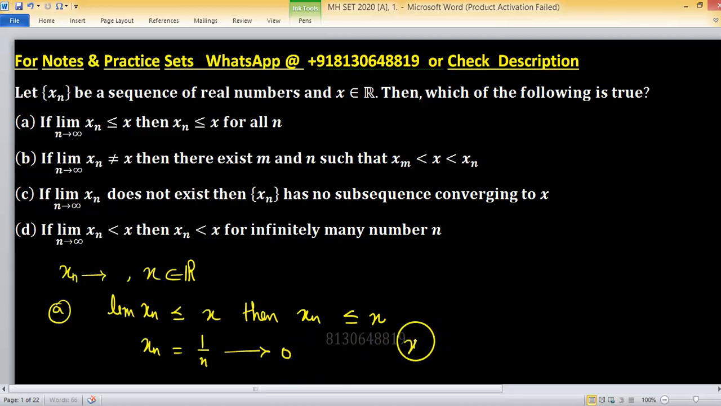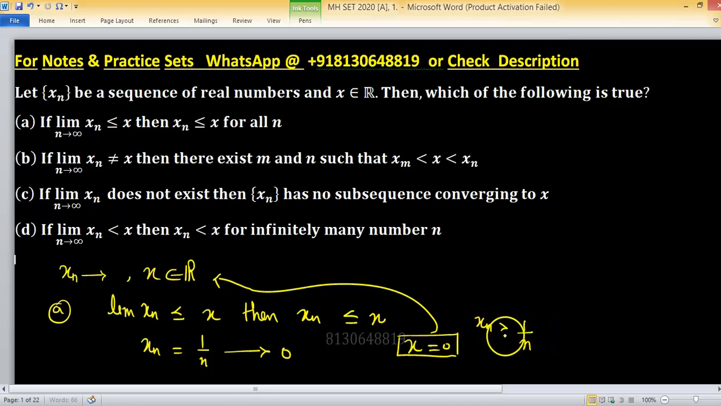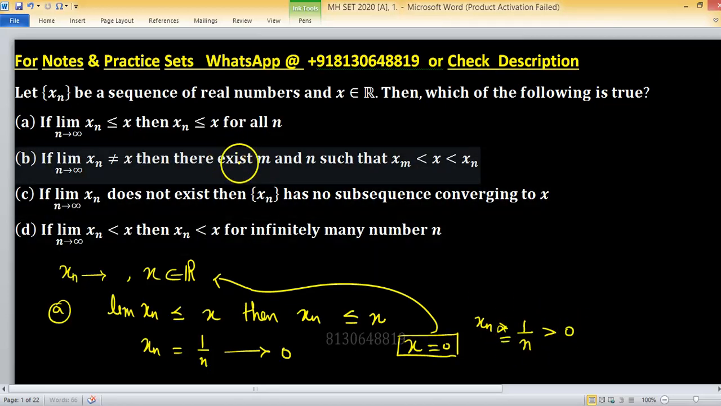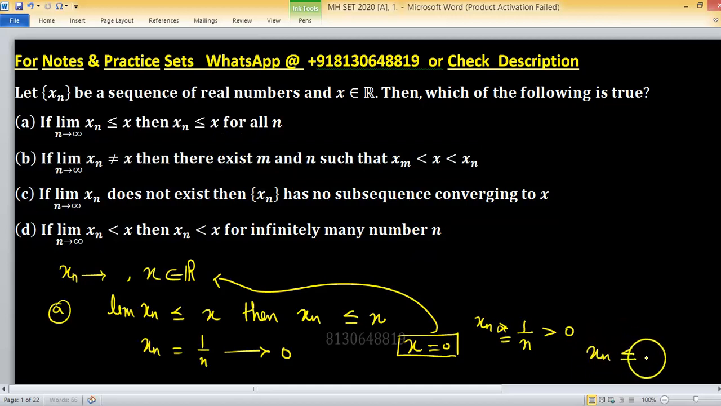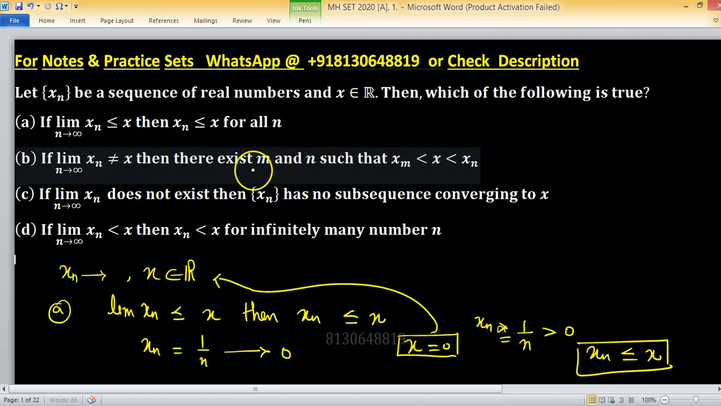Consider x equals 0, because we are free to choose what real number x is. So 1 upon n, all xn are always greater than 0. But the condition says xn is less than or equal to x for all n. So option A is wrong.